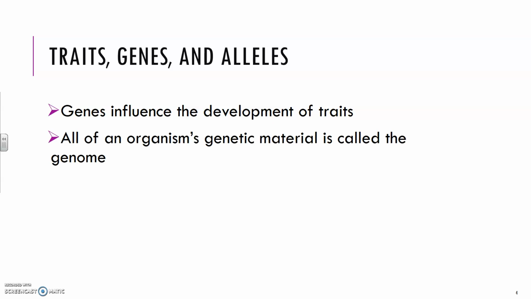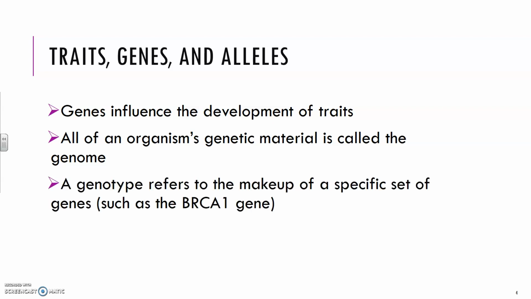So all of an organism's genetic material combined is called a genome. Okay, so we talked about the Human Genome Project a while back. That's why it was talking about the genome, because it's looking at all of an organism's DNA. So a genotype, okay, refers to the makeup of a specific set of genes, or gene, okay? So in this case, I gave you the example called the BRCA1 gene, okay?